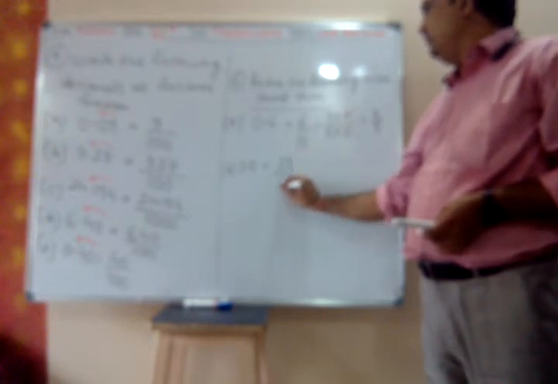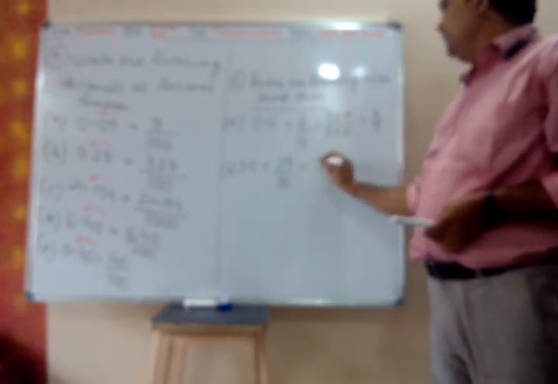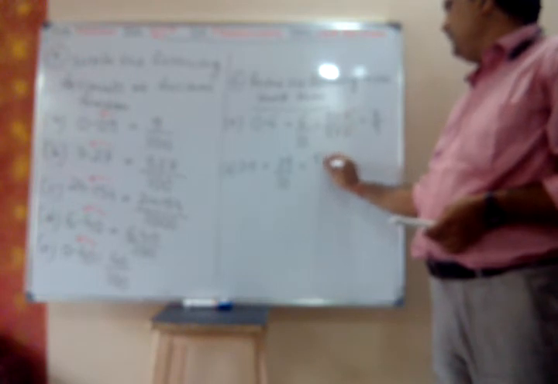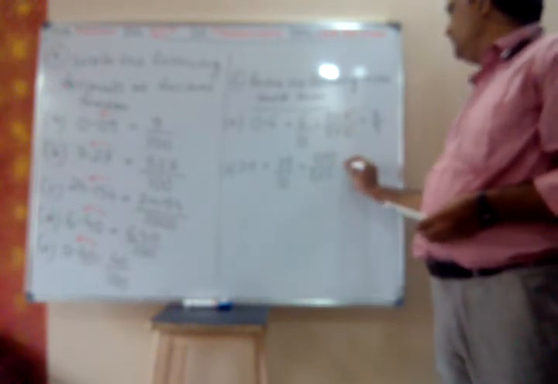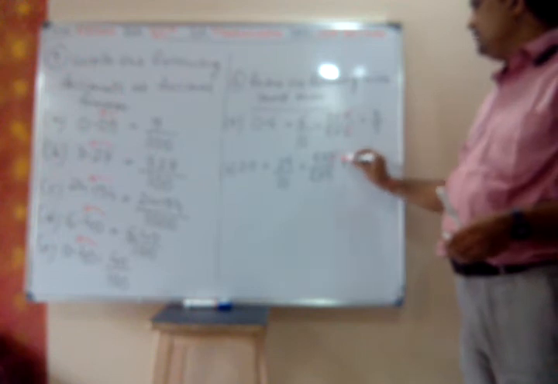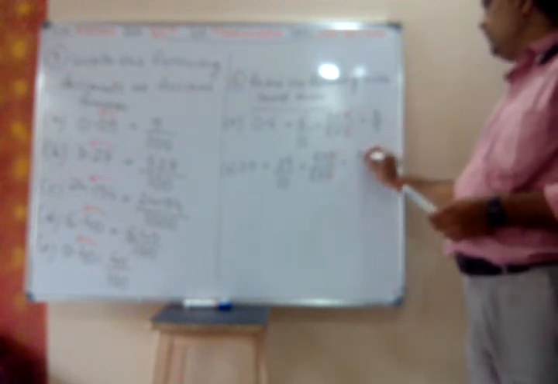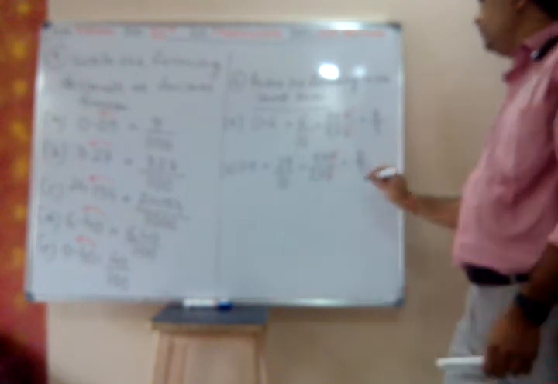2.5 I can write as 25 upon 10. 25 I can write as 5 5s are 25, and 2 5s are 10. Then we cancel the same number from numerator and denominator. So 5 cancels, 5 cancels. So the answer is 5 by 2.